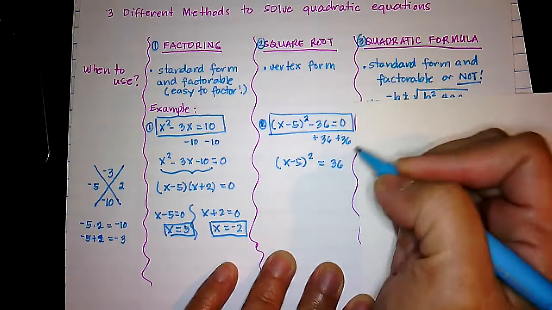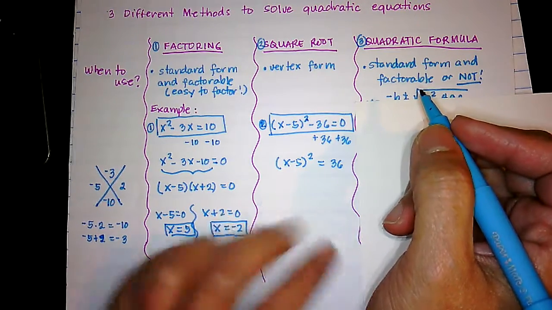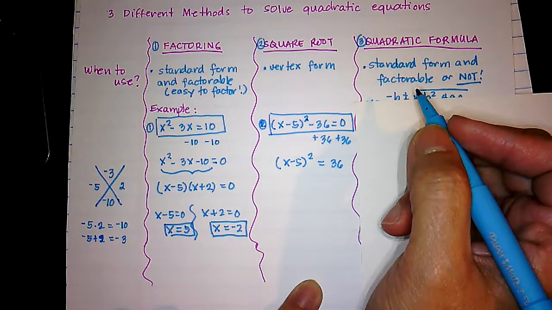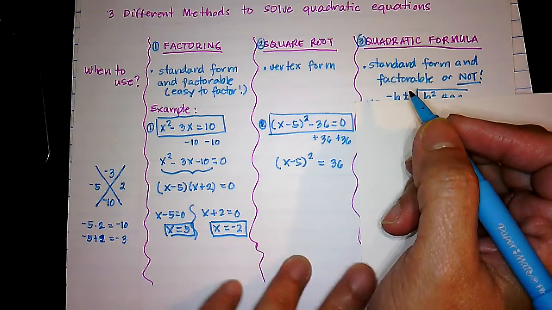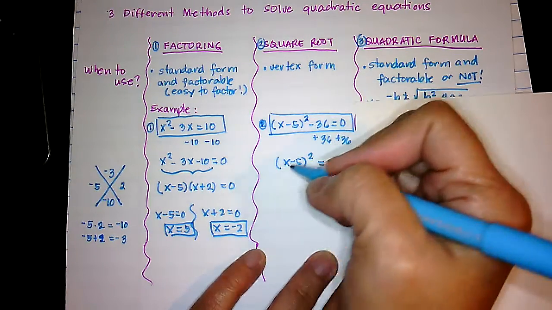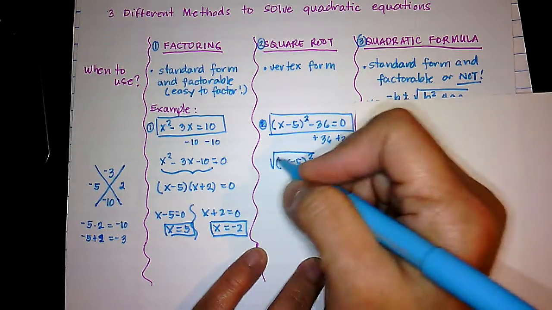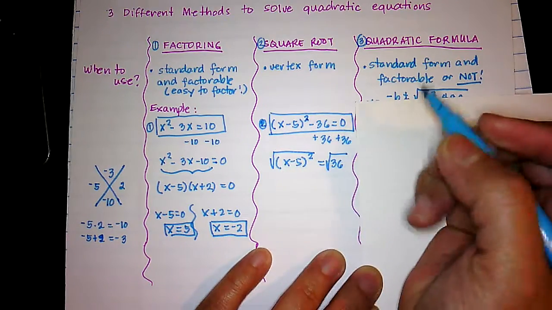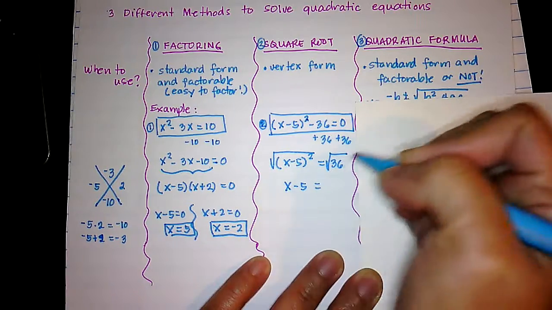I'm going to isolate the variable x by getting the inverse of squared. So what's the inverse of squared? It's square root. Like the inverse of addition is subtraction, the inverse of multiplication is division, and vice versa. Therefore, I'm going to get the square root of both sides. Square root undoes squared, so what is left here is x minus 5 is equal to the square root of 36.